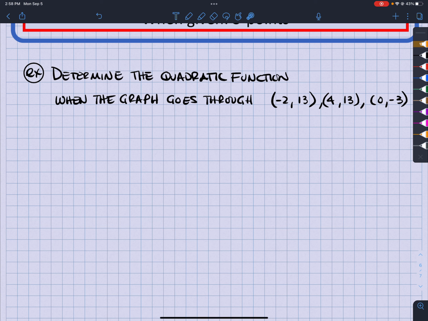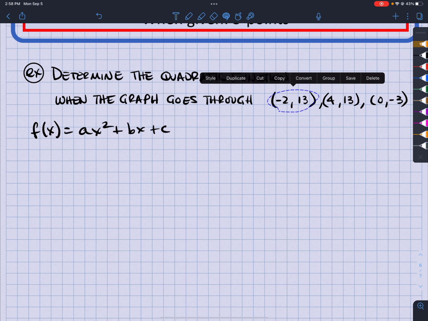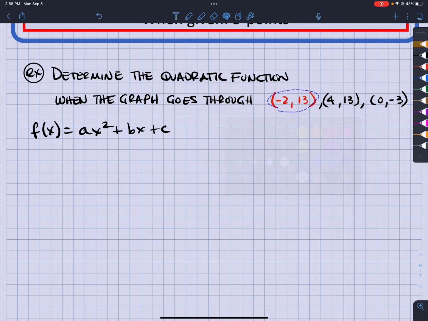All right? So, since it's not telling me that, I'm going to tell you that you're going to have to use f of x is equal to ax squared plus bx plus c, right? We're going to have to use standard form because there's nothing that tells me about vertex, so I have no information about the vertex, so I'm going to have to stick with this. So what I'm going to do is take that first point and plug it into this and see what I get.